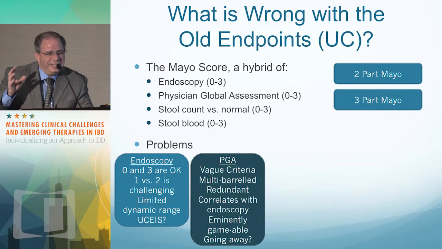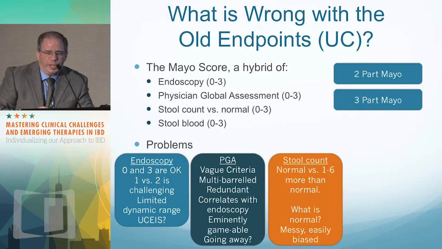If you know a patient needs a 6 to get into a trial and you know the other scores, well, you know that their PGA has to be a 2, and you might give them a 2. The FDA has really been discouraging about this, and it looks like this PGA component may go away in the future. The stool count is challenging.